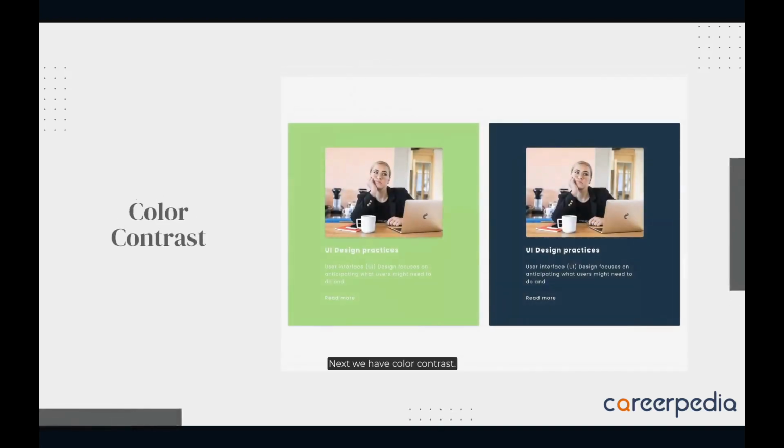Next, we have color contrast. You can see which one is the better picture. Obviously, the right one, because the left one does not have proper color contrast. The text is getting mixed up with the background color, whereas there is a good color contrast for the right image because there is a darker background color and a lighter text color.